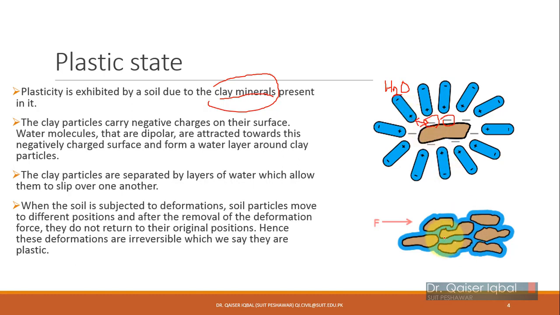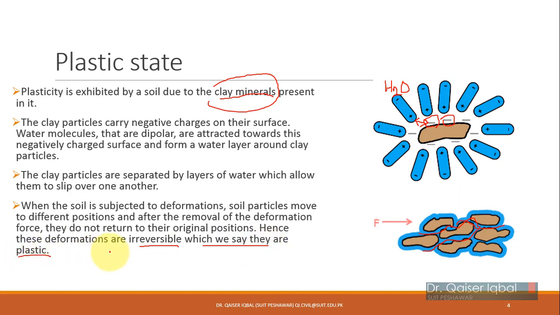Now, when this water is present between the molecules of clay, which you can see over here, the blue indicates the water, it separates the clay particles from each other. So when the clay particles are separated from each other, and if a force is applied, because of this separation provided by the water, they can slide past each other. Okay, so if you apply the force, these particles can slide over each other. And once this force is removed, because they have deformed permanently, they will not come back to their original position. So the deformation will be irreversible, which means that they are plastic.